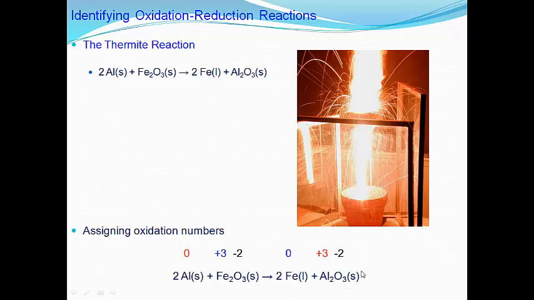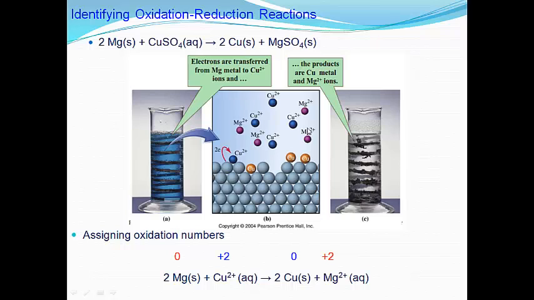So this is essentially how, by assigning the oxidation numbers in our species, we're able to identify oxidation processes and reduction processes. In this case, aluminum is oxidized to plus 3, and iron is reduced from plus 3 to 0.